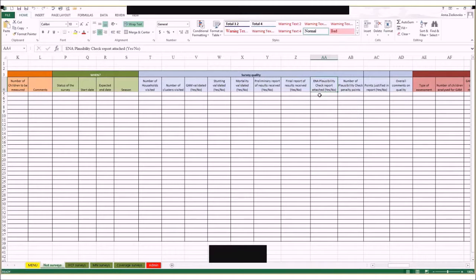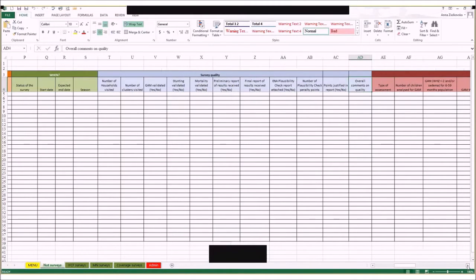I'm not going to stop now on the explanation of what it is, but if you have some questions about this, we can do it later. Number of plausibility check penalty points, which actually shows how good you've done your survey, and you get it from the ENA check report. Points justified in report, so you explain why you got the points you got, and their overall comments on the quality.